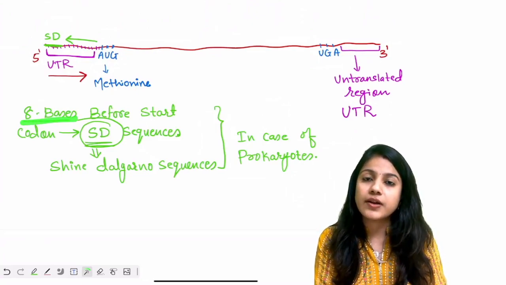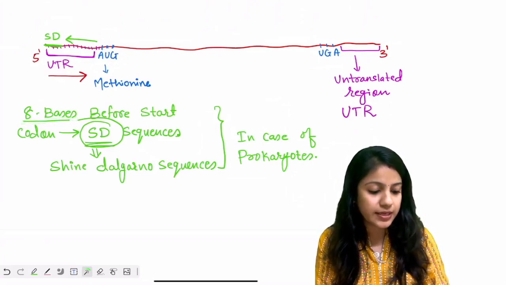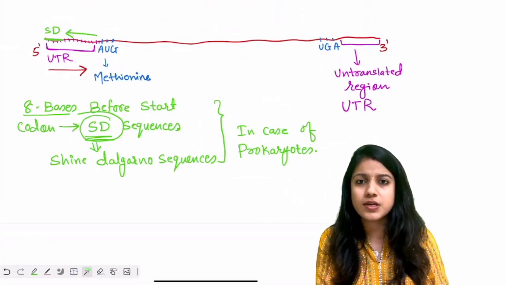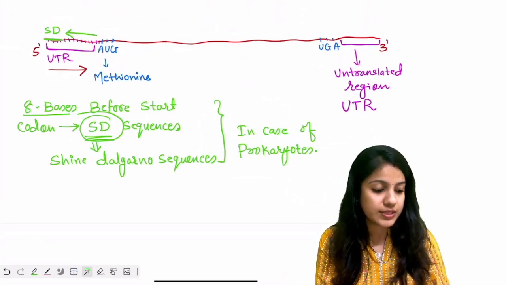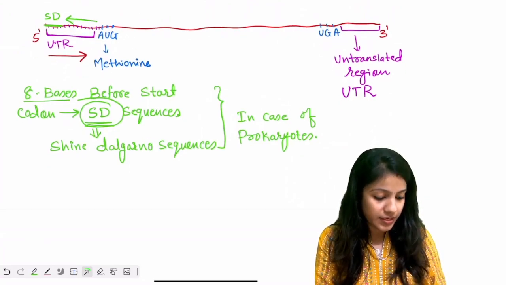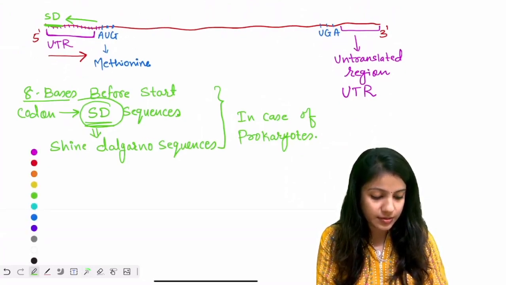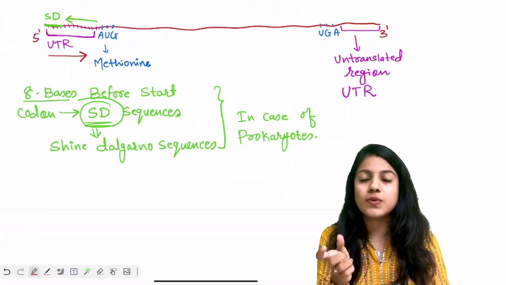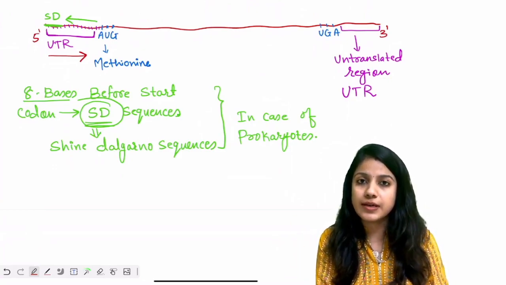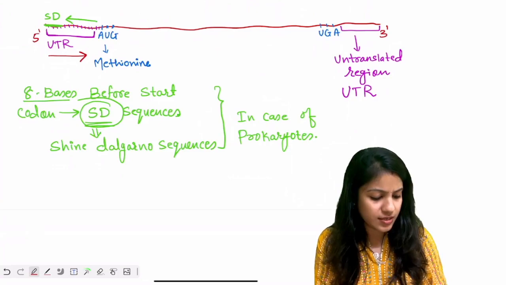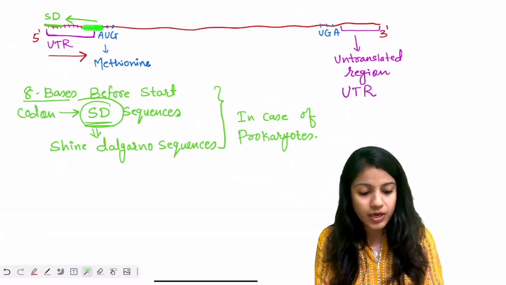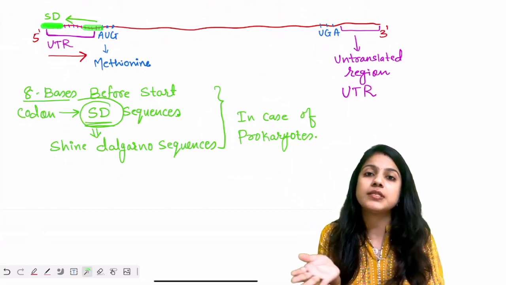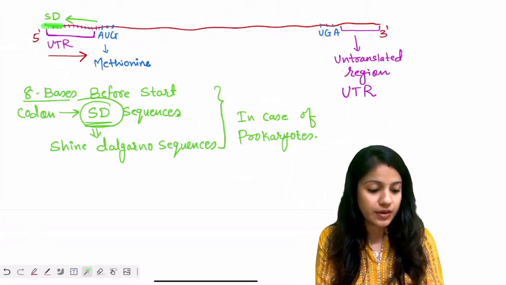In case of eukaryotes, the process is a little bit different. Shine-Dalgarno sequences are not there, but certain Kozak sequences are there, that we are not going to discuss in detail because you don't have it in your syllabus, right? So Kozak sequences in case of eukaryotic organisms are present, which are just nearer to the start codon only. Say, for example, here only. But in prokaryotes, they are situated 8 base pairs before the start codon. Fine.